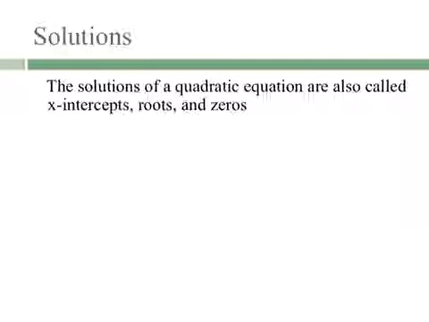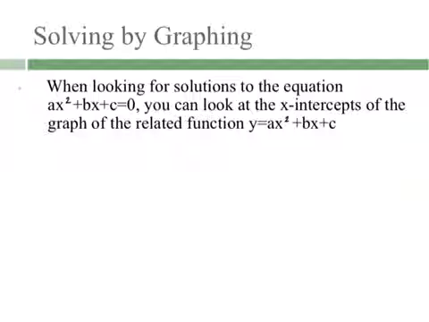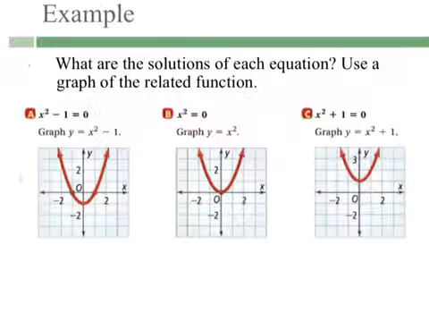The solutions of quadratic equations are called x-intercepts, typically when we're graphing, roots, when we're finding the square root of something, and zeros, when we're factoring. In each case, they will be equivalent. When looking for solutions to the equation ax squared plus bx plus c equals 0, you can look at the x-intercepts of the graph of the function y equals ax squared plus bx plus c.